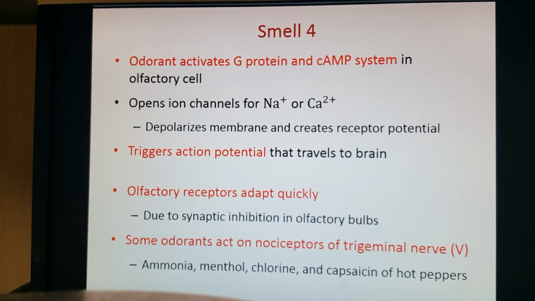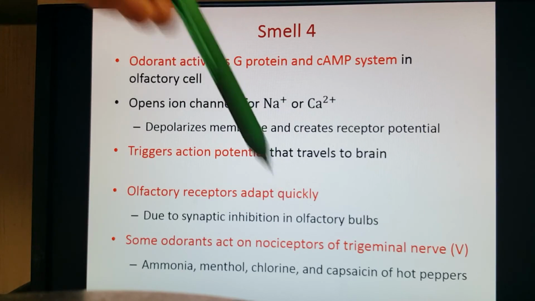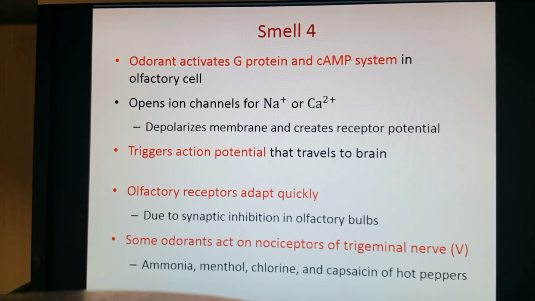Some odorants also act on our nociceptors, so our receptors for pain, and those odorants being ammonia, menthol, chlorine, and capsaicin of peppers. So still same thing. Some of them are kind of pleasant based on their level, like menthol, kind of minty flavor, that's kind of cool. Kind of like that smell, or something spicy, that's kind of associated with, hey, okay, that's something that's going to taste good. However, it's actually still just a slight bit of pain that you're sensing. Ammonia, chlorine, just part of different chemical cleaners.